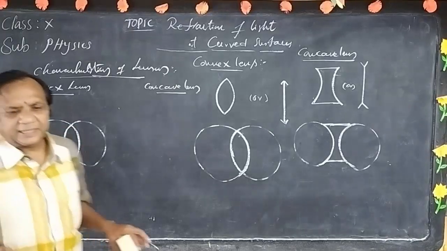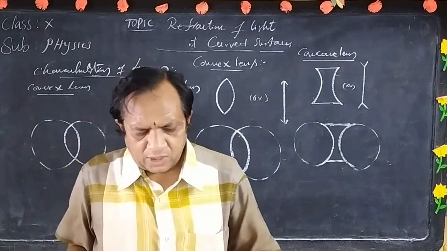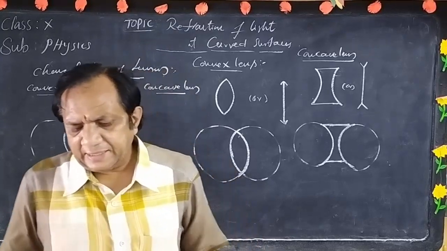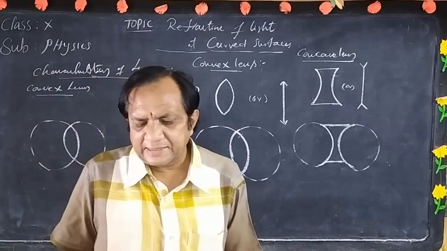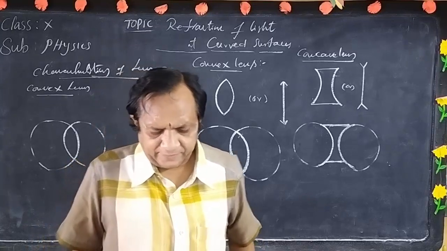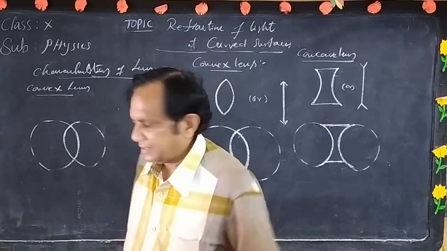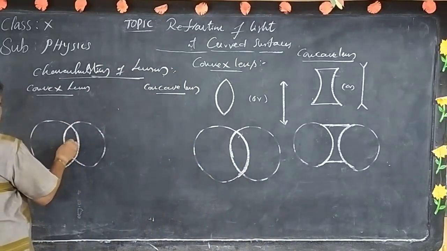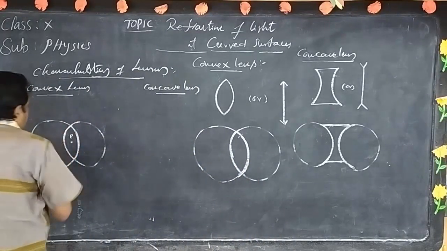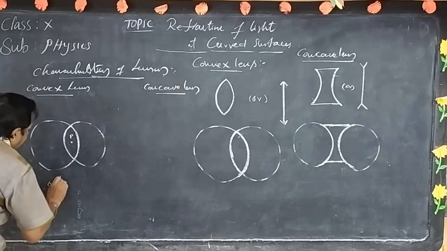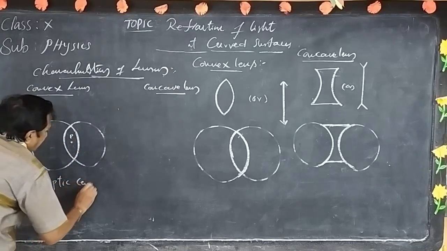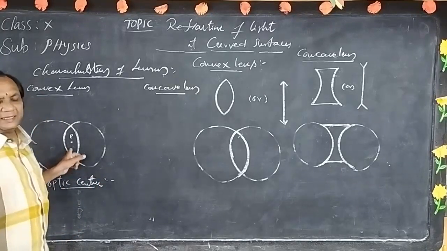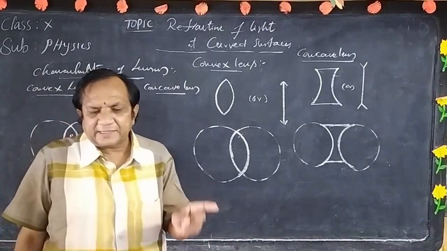So in this, we have to say the optic center. Optic center means the center point of the lens is known as the optic center. The center point of the lens is this one. The first definition is the optic center. So what is optic center? The center point of the lens is called optic center.